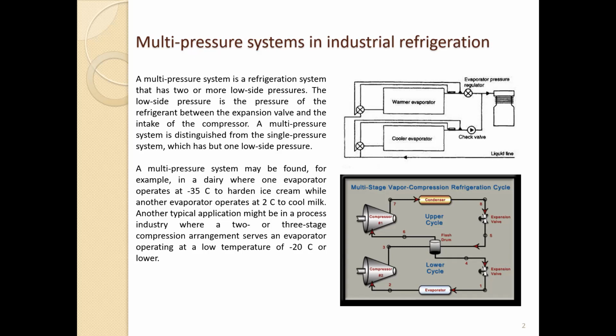Kasi many times na dalawa ang temperature mo, evaporating temperature mo. So ito ang pwede. So a multi-pressure system may be found, for example, in a dairy where one evaporator operates at negative 35°C to harden ice cream while another evaporator operates at 2°C to cool the milk. Another typical application might be in a process industry where a 2 or 3-stage compression arrangement serves an evaporator operating at a low temperature of negative 20 or lower.